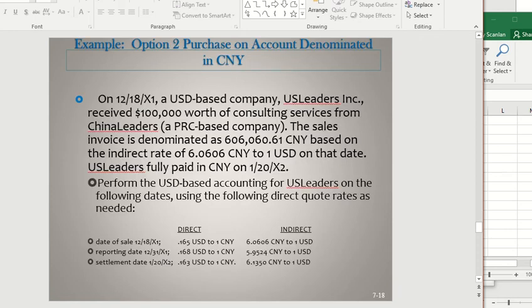Right, but now we're going to do option 2, which is the focus of chapter 7 in our class, because we're doing exchanges with the foreign company. And so now they say we're going to denominate it in 606,060.61 CNY. So this is the exact same problem, but now we're in a payables position, right? So kind of adjust your thinking. We are now in a payables position.